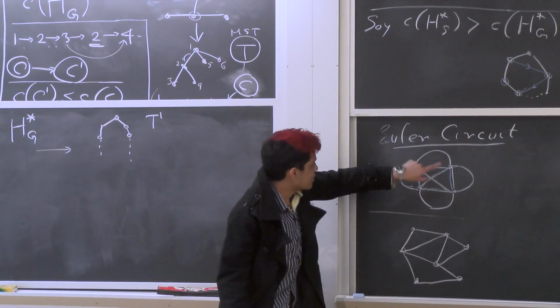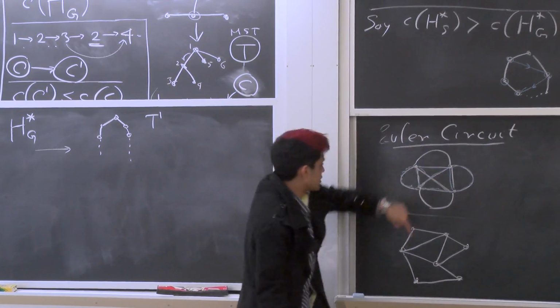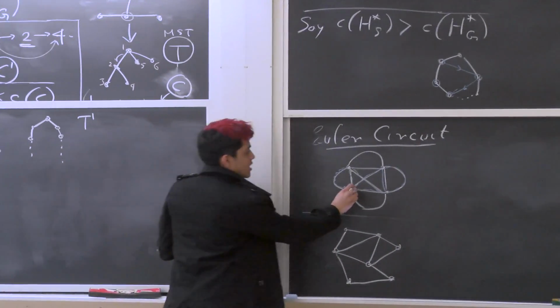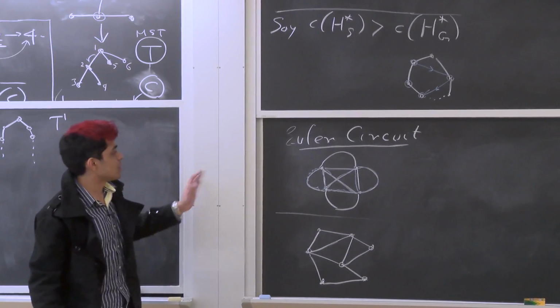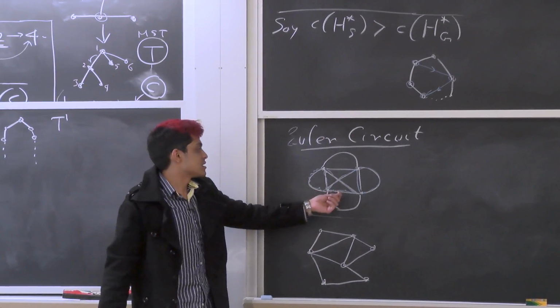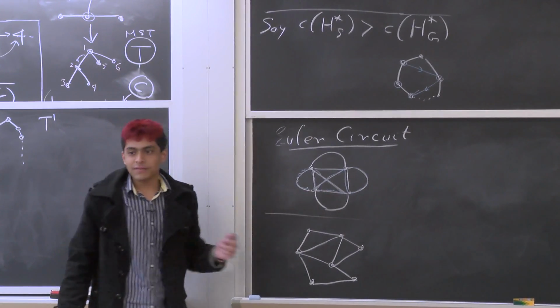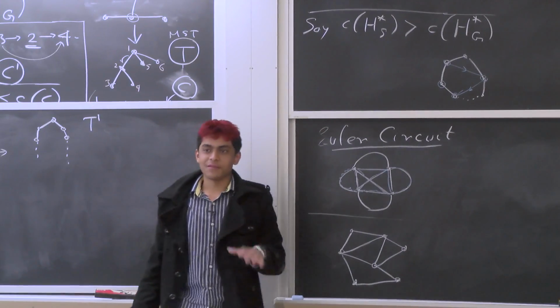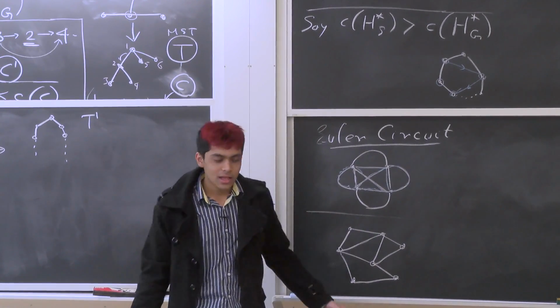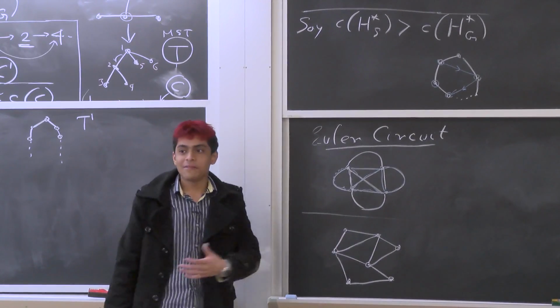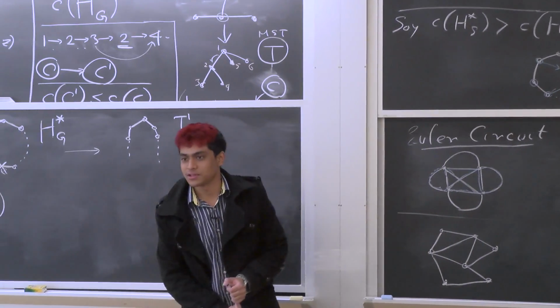So if you look at this graph with added lobes, this degree is not even. Neither is this, neither is this, neither is this. They're all 5, which means that this can never have an Euler circuit. So a graph can only have an Euler circuit if it has even degrees for every vertex. And the other way is also true. If a graph has even degrees on every vertex, then it must have an Euler circuit.